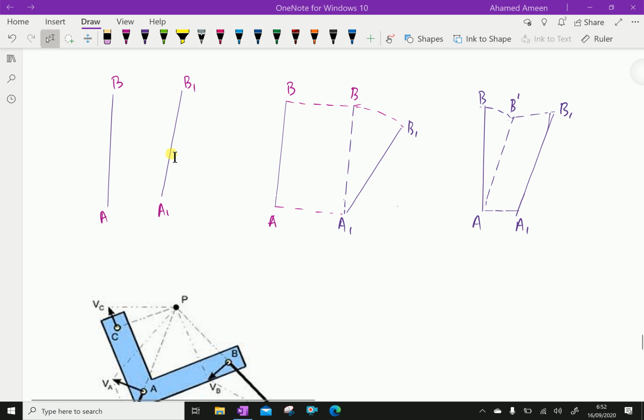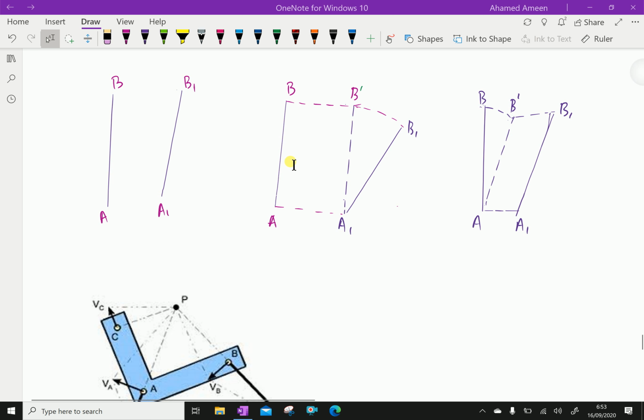The point B moves faster than the point A, as shown in the figure. If we split up the motion of the link AB, we shall find the link has first a motion of translation, suppose AB translates to A1 B dash, then a motion of rotation about A1.